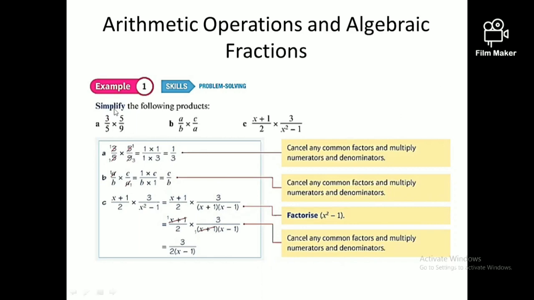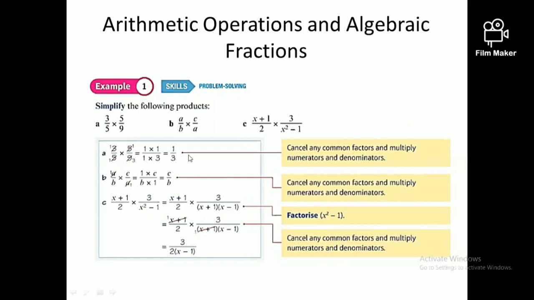Right. So initially, if you want to multiply 3 over 5 by 5 over 9, if you simplify, you can cancel 5 with 5, giving 1 and 1. 3 and 9, you can cancel out to 1 and 3. Then your final answer is 1 times 1 divided by 1 times 3. So your final answer becomes 1 over 3.